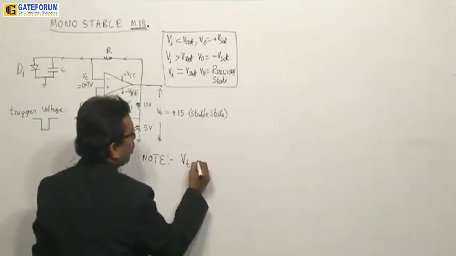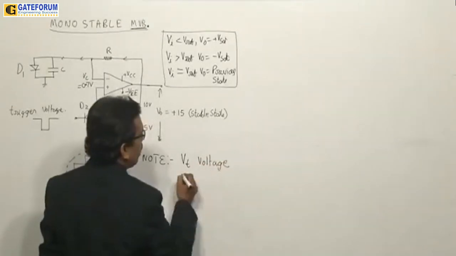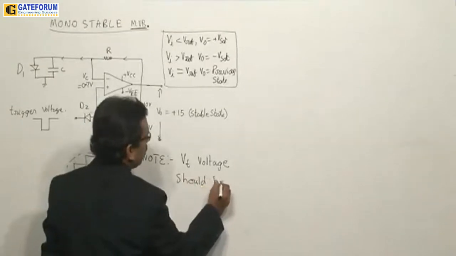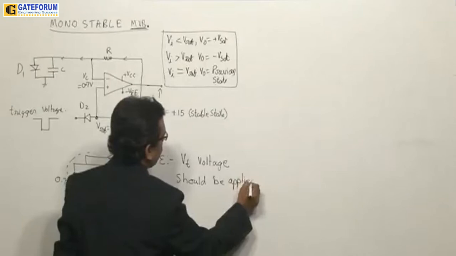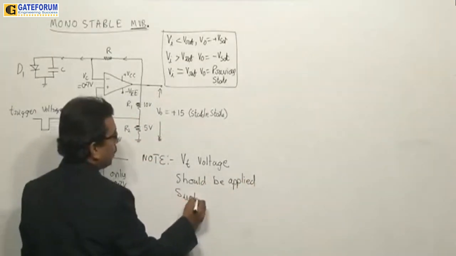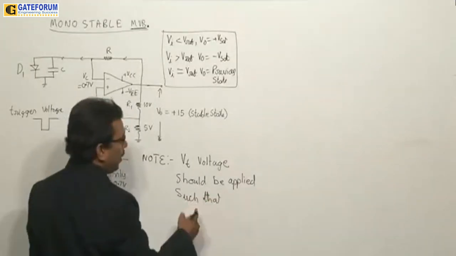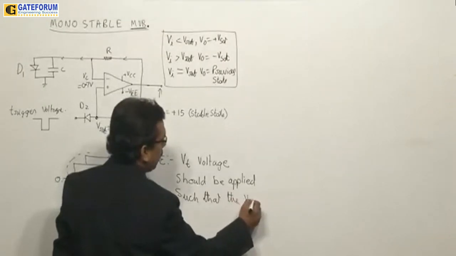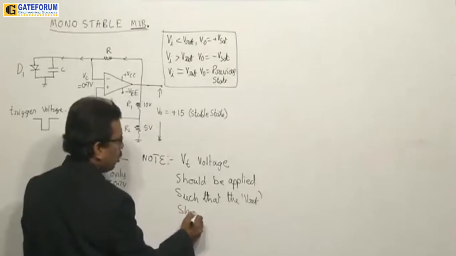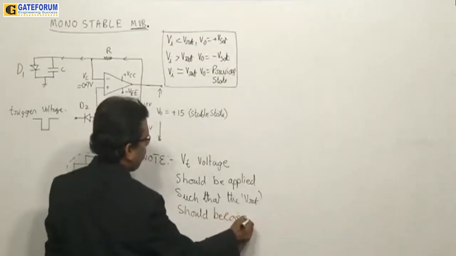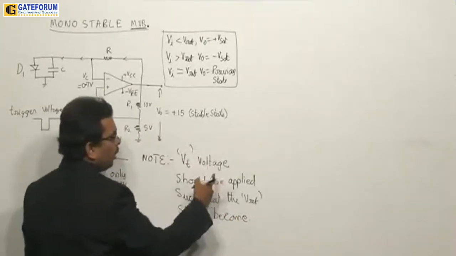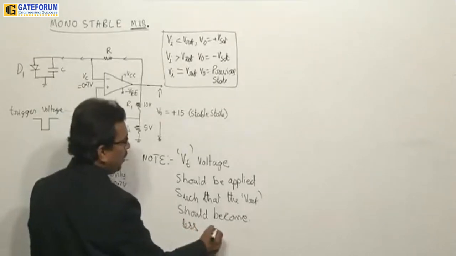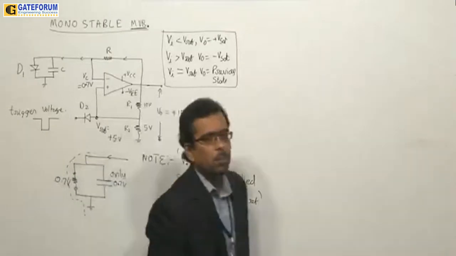Note, you need to remember this point. The trigger voltage V trigger should be applied such that the reference voltage V reference should become less than 0.7 volts. This is very, very important.